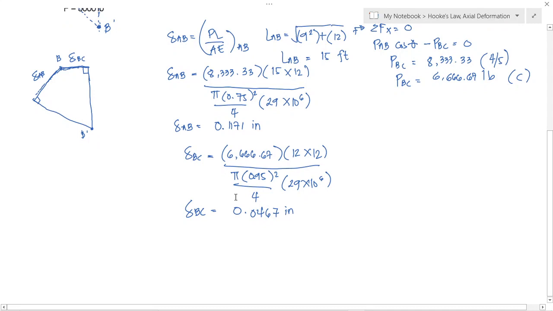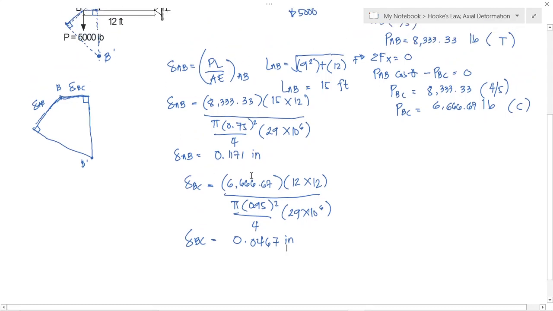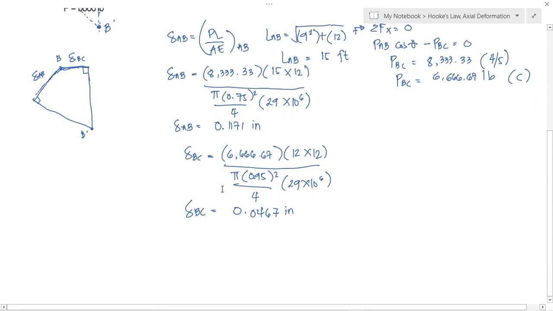Okay. So, next is to determine the horizontal and vertical movement of point B. Okay, from the figure, the horizontal movement of point B is equivalent to the deformation of BC. So, this one, the horizontal movement, ditong B prime natin is equivalent na rin dito sa delta BC. So, this is the delta H. So, delta H is equivalent to delta BC. So, therefore, this is also equivalent to 0.0467 inch. Okay, so this is our final answer for the horizontal movement.